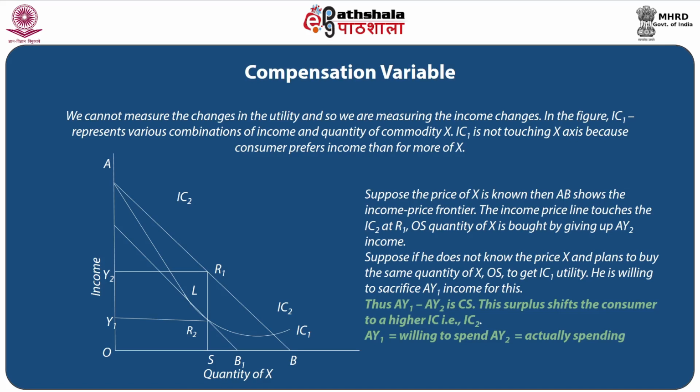In the figure, IC1 represents various combinations of income and quantity of commodity X. IC1 is not touching the x axis because the consumer prefers income to more of X. Suppose the price of X is known, then AB shows the income price frontier. The income price line touches the IC2 at R1. OS quantity of X is bought by giving up AY2 income by the consumer. This is the figure showing the Hicks approach to measuring consumer surplus.